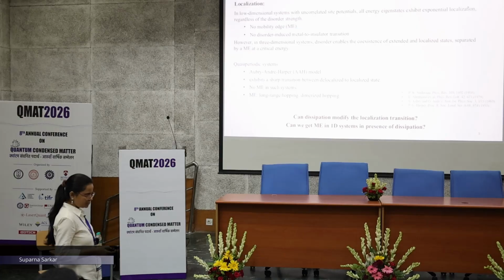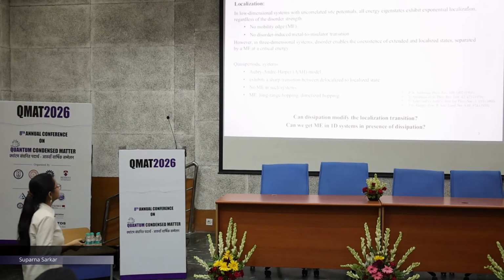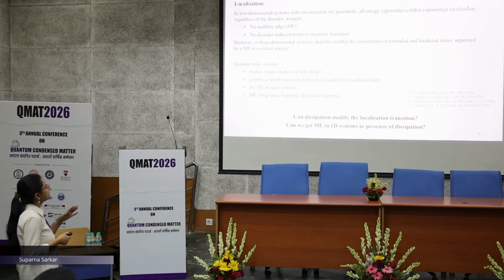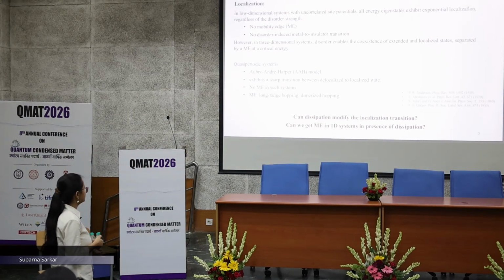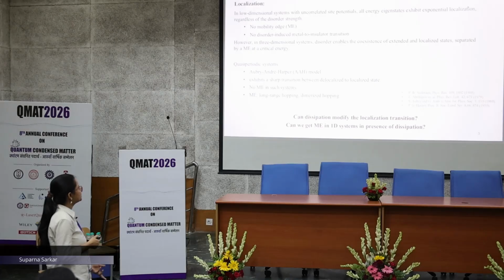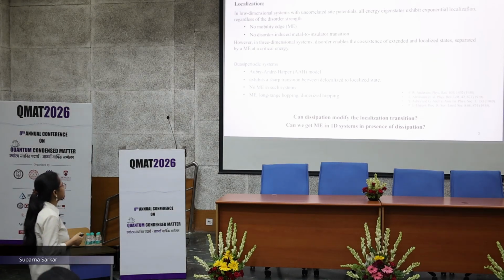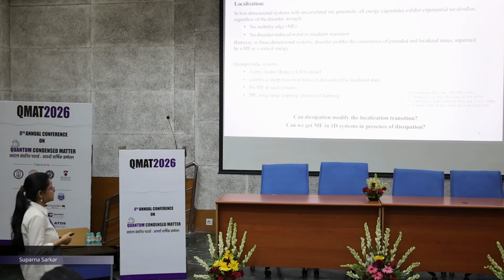So the motivation behind this work is that in low dimensional systems with uncorrelated site potential, the eigenstates are exponentially localized. Since the critical disorder strength is 0, one cannot get the mixed phase zone and mobility edge, and hence there is no metal to insulator transition. But in 3-dimensional systems one can get the mobility edge or the mixed phase zone.